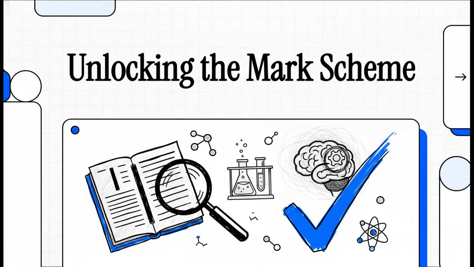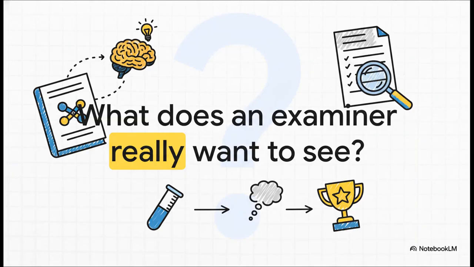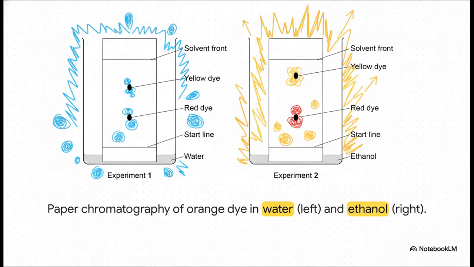Okay, let's dive in. The secret to getting top marks isn't just about knowing your chemistry. It's about speaking the examiner's language. By digging into the official mark scheme, we're getting a direct look, word for word, at the exact phrases and scientific keywords that score points. So here's the setup, taken straight from question 4 of an AQA paper.